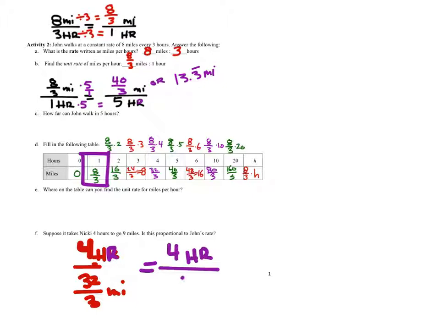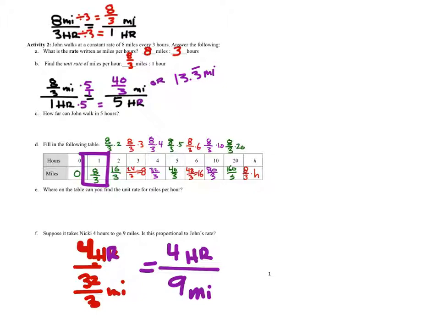Alright, suppose it takes Nikki 4 hours to go 9 miles. Is that proportional to John's rate? Well, John, we can see he went 4 miles in how many hours? 4 hours. I'm sorry, 4 hours. So this needs to be equal to Nikki's, which is 4 hours and 9 miles, right? Are these equal?